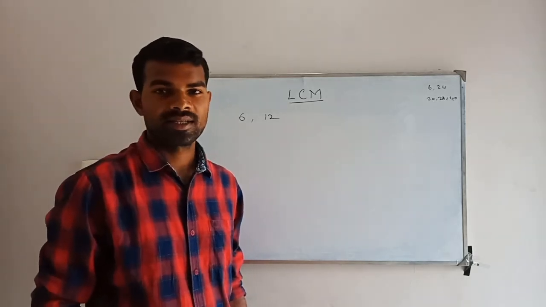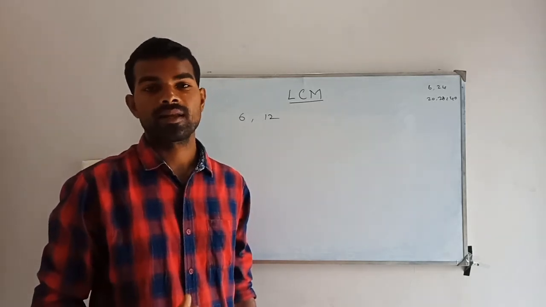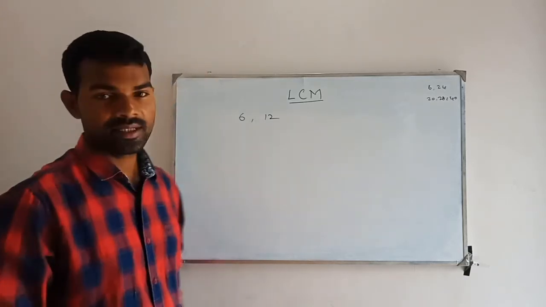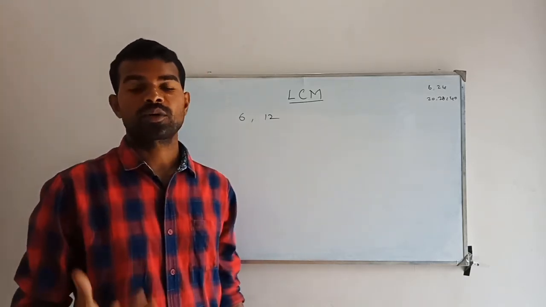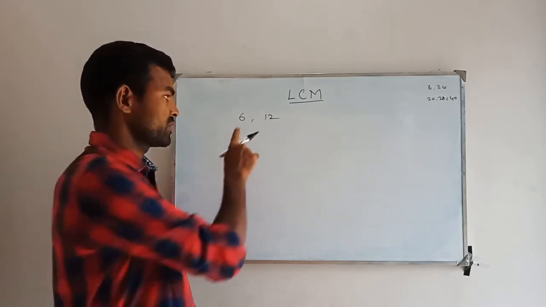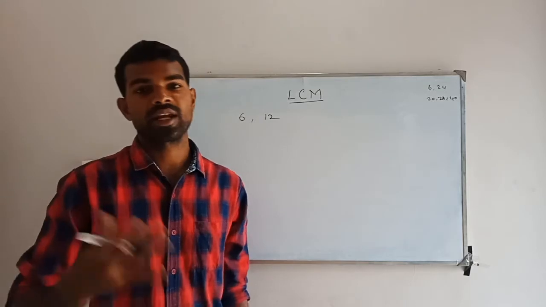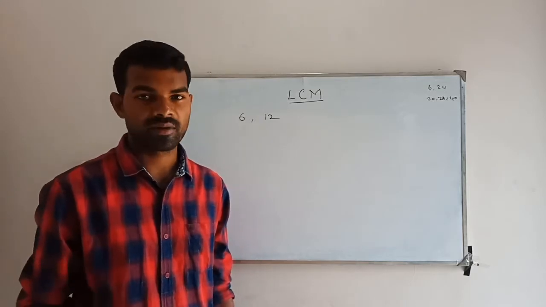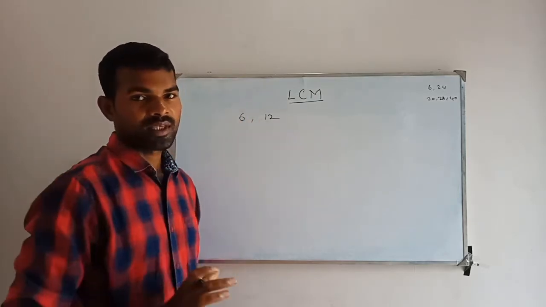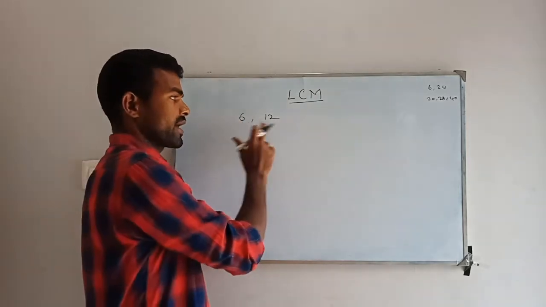Hello students, today let us see about the LCM, least common multiple. Here, the question will come as: find the least common multiple of these two numbers, or they will give 3 numbers or 4 numbers, any number they will give you. But don't be afraid. If they are giving you two numbers, what is the LCM of 6 and 12?